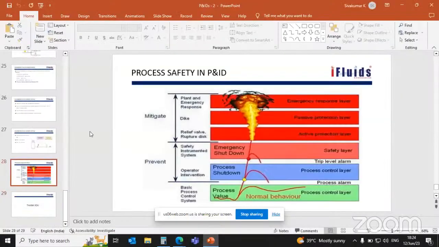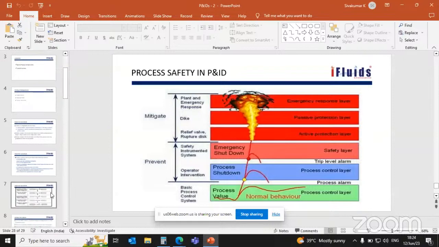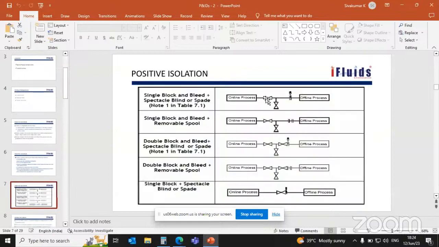Okay. Next question. What is a single block and bleed and double block and bleed? Can you please explain? Single block is nothing but a single wall with a bleed in. I'll just show you this presentation. I think it will be clear. Graphical representation will be much easier. Here it is single block and bleed. Bleed is nothing but a drain valve. Here you see double block and bleed.